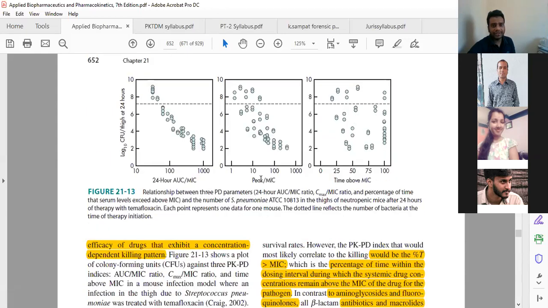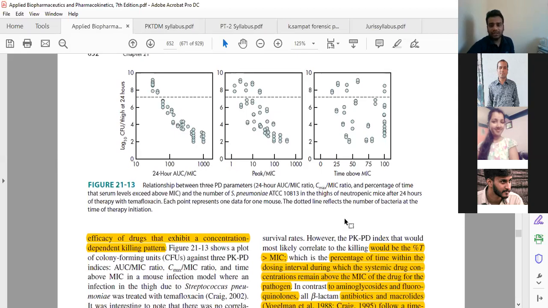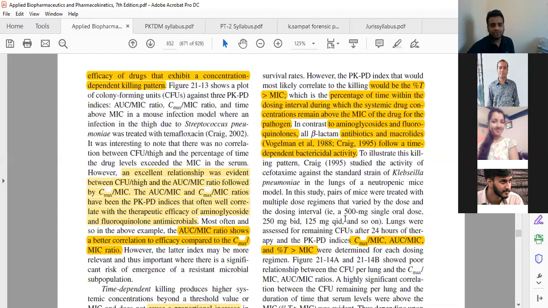This is another graph which shows the three parameters as we saw: AUC by MIC and peak by MIC, or Cmax by MIC, in concentration-dependent killing, and time T greater than MIC in time-dependent killing. If you see the left two graphs, there is a very clear relationship, a very clear correlation, but here we have less correlation. So that's what I was telling, concentration-dependent killing is more effective than time-dependent killing. This is what we call percent of time.